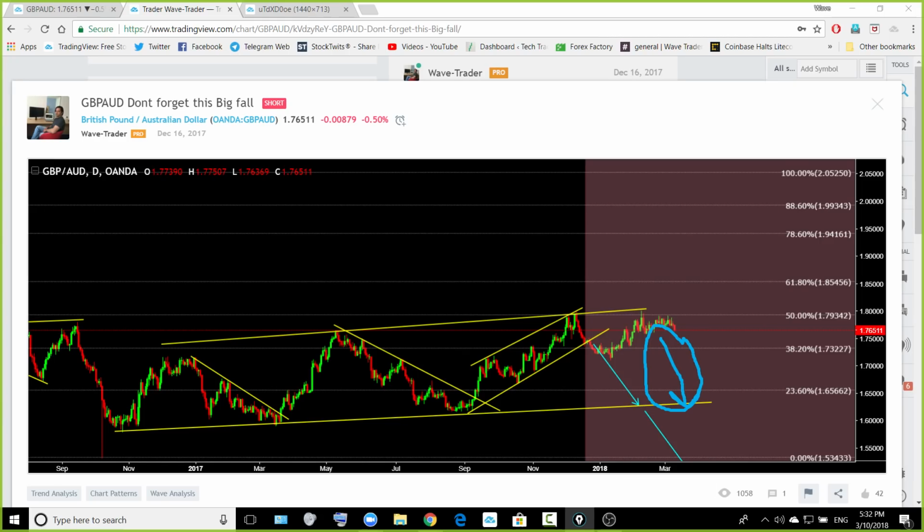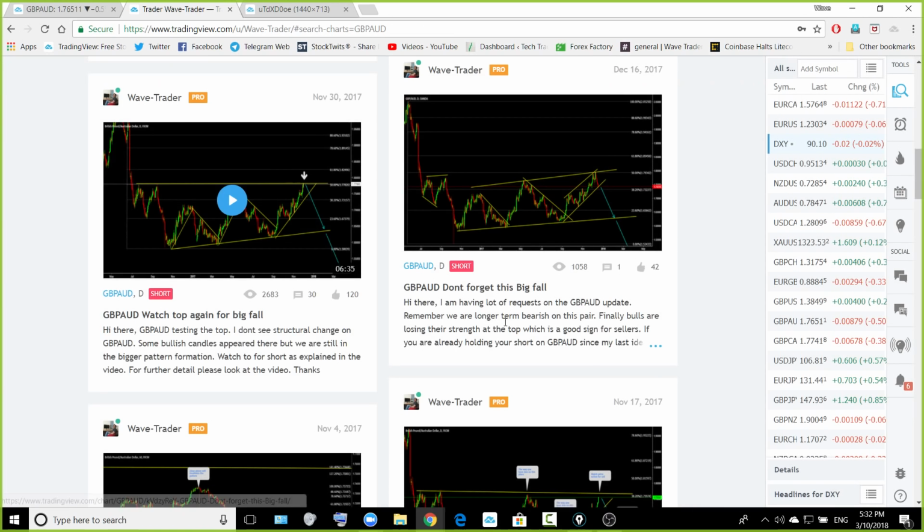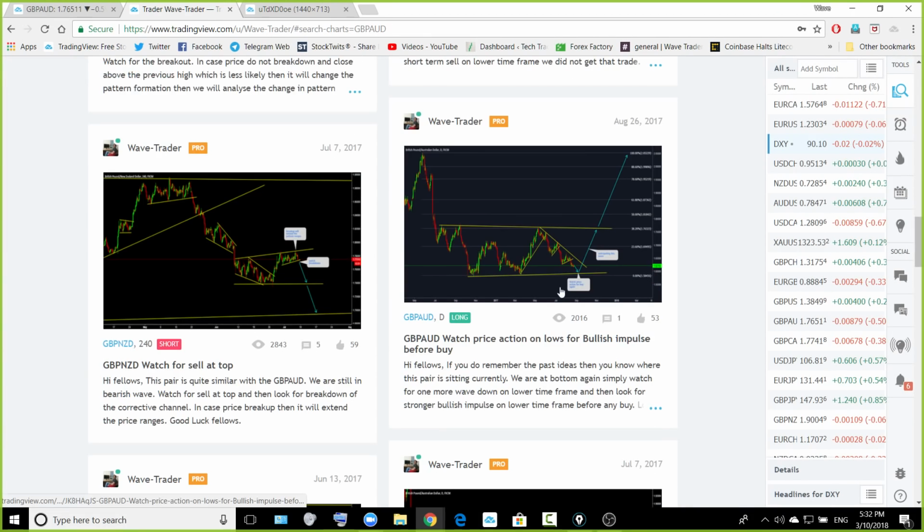If you understand the patterns, you know where price is going to go. If you don't understand the pattern, you don't understand the structure, and you don't understand the waves, definitely you can get a bad trade. I mean, you can look for buy. Yeah, there is no buy setup. Pound Aussie dollar is not going to go back up. All right, it is not going to rise. It is not going to go above.